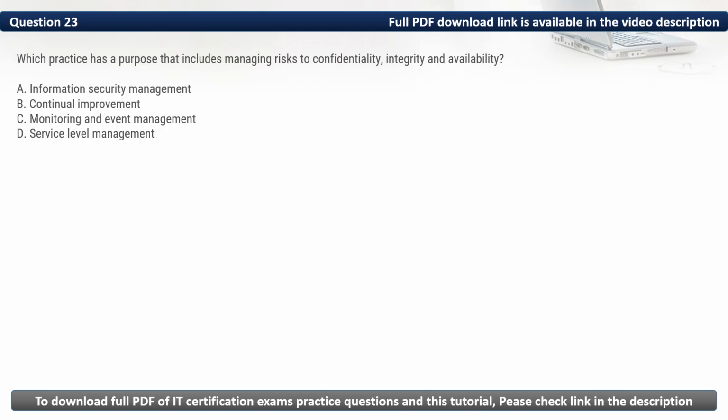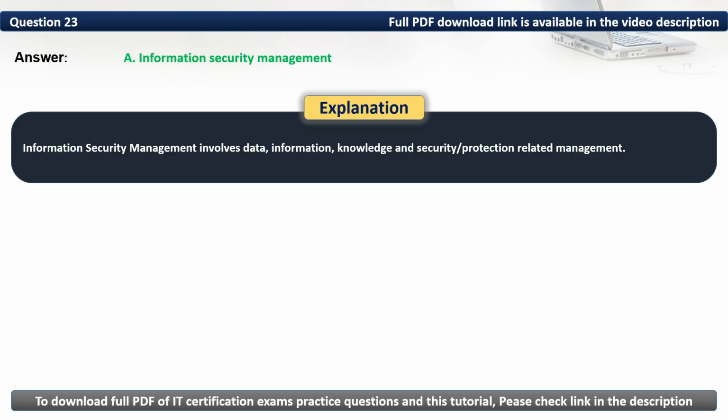Question 23. Which practice has a purpose that includes managing risks to confidentiality, integrity, and availability? Here in this question, based on the given requirements, the correct practice is information security management. Thus, the correct option is A. Information security management involves data, information, knowledge, and security or protection related management.